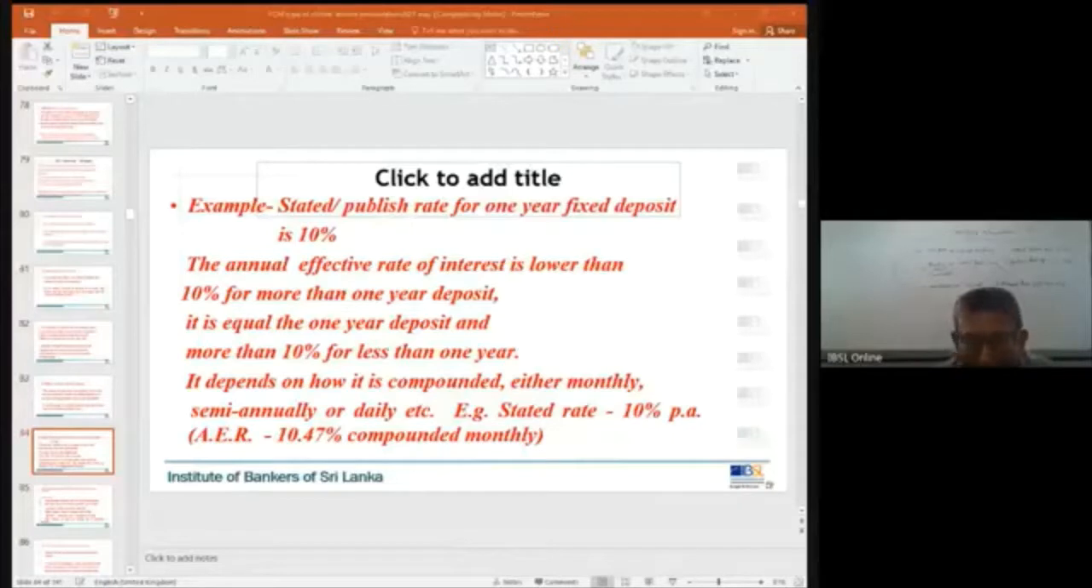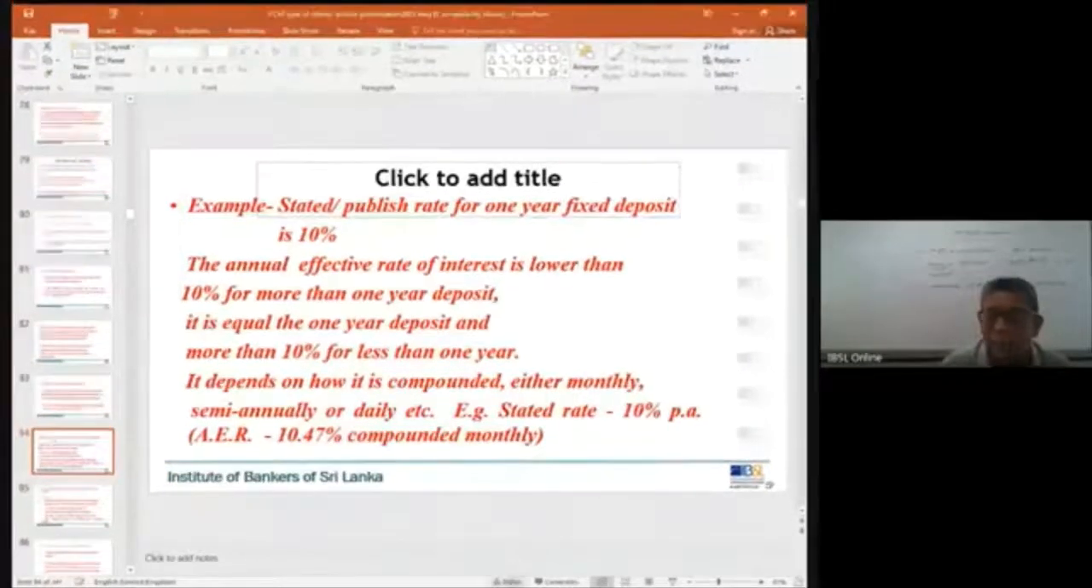Why is it calculated for one year? Suppose your interest is taken monthly or half yearly or every three months, your effective rate is more than 10%, more than the normal annual rate. But if you put the money for two years, your effective rate is less than 10%. Clear on that principle? If you're not clear, tell me again and I will explain, otherwise we will do some questions and then you will understand.